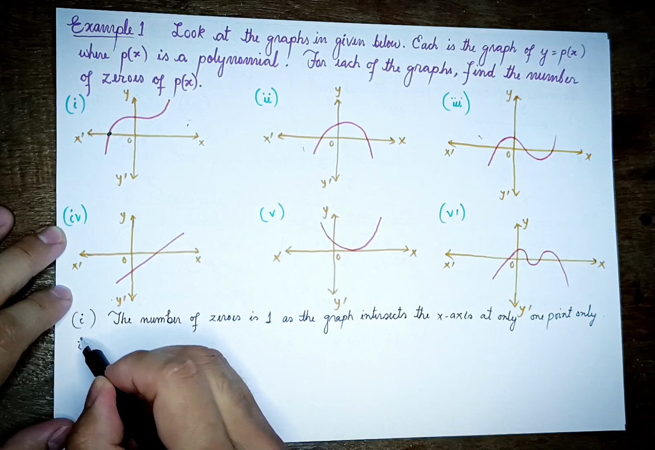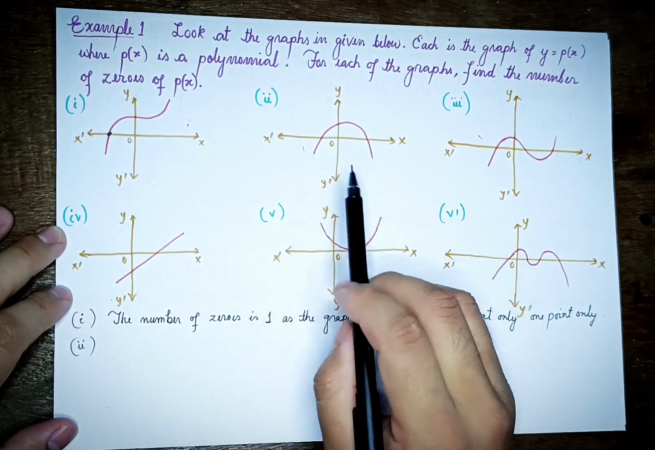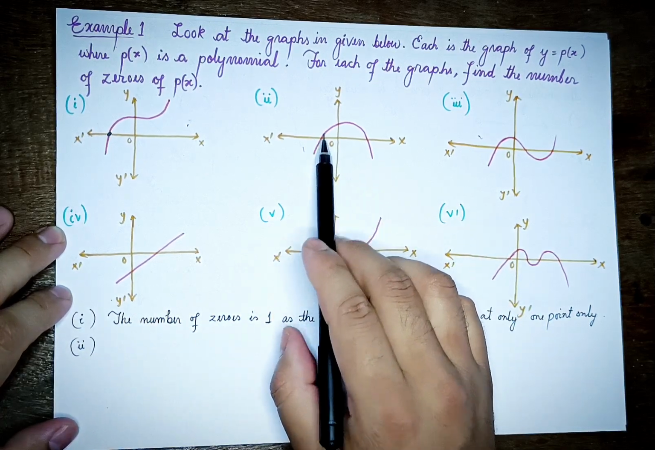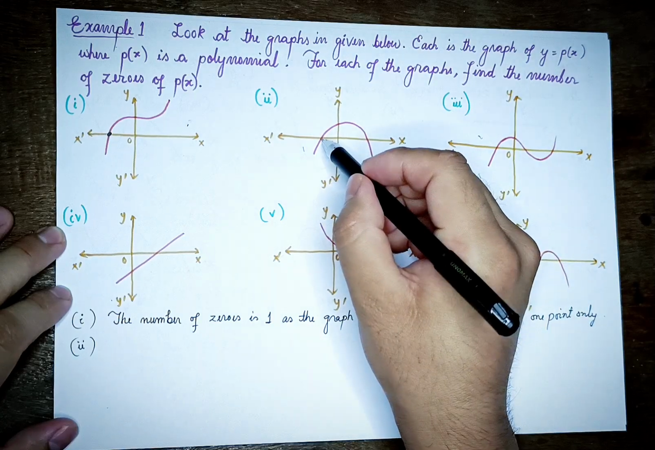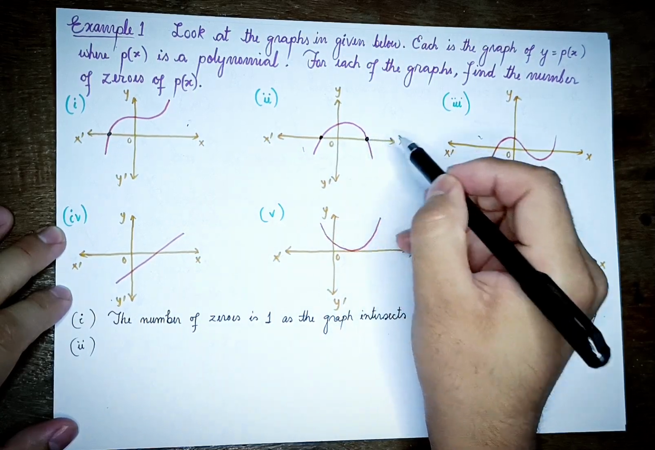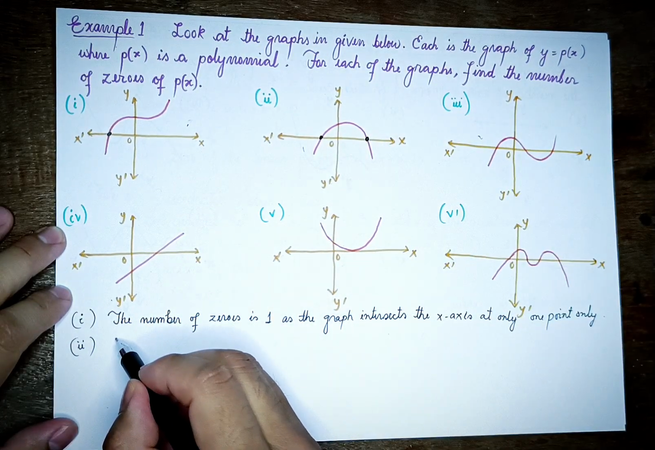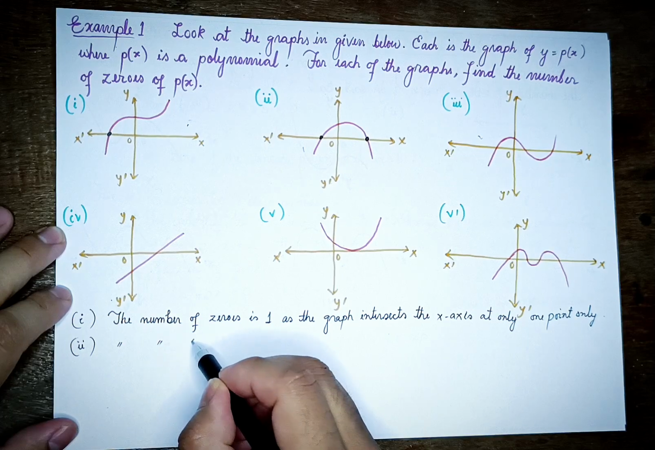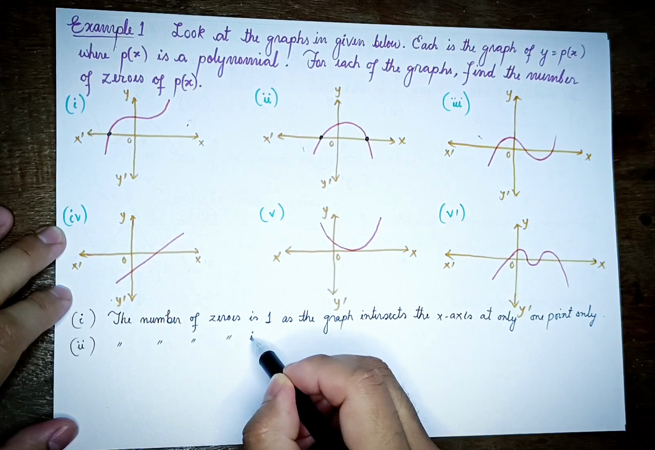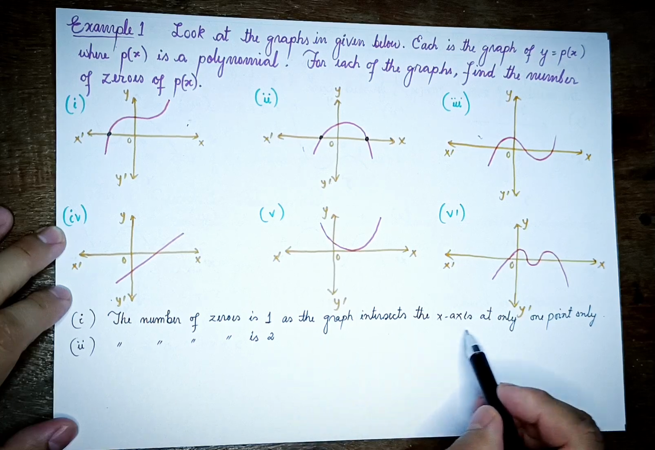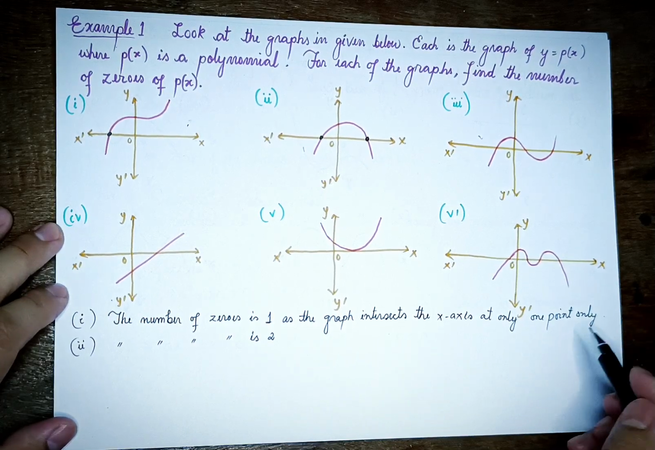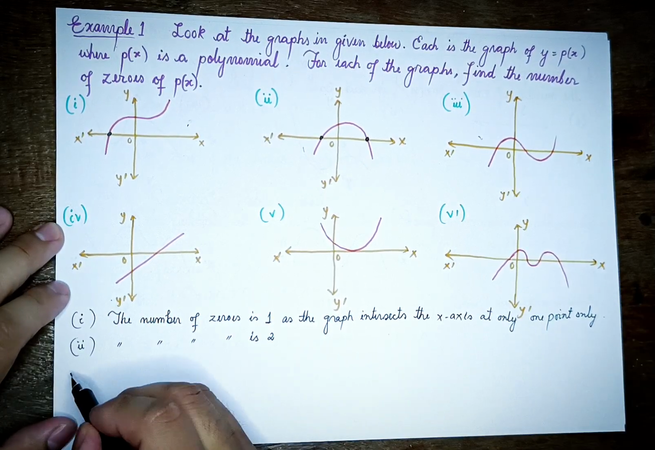Next, Roman number 2. Here this graph and the x-axis intersect at 2 points. So the number of zeros will be 2. The number of zeros is 2, as the graph intersects the x-axis at 2 points.